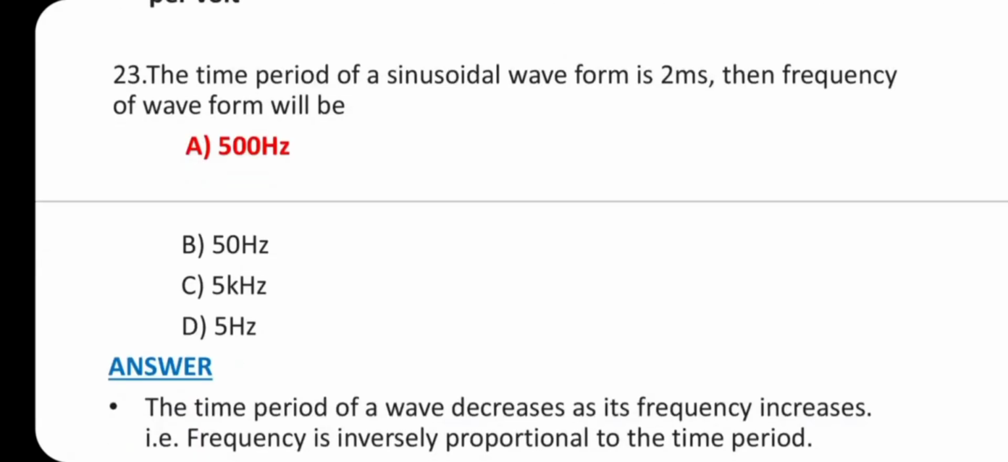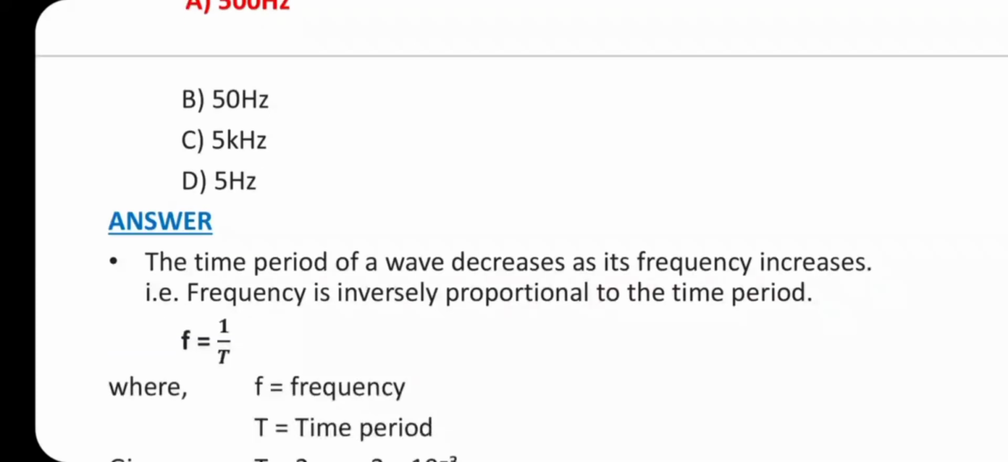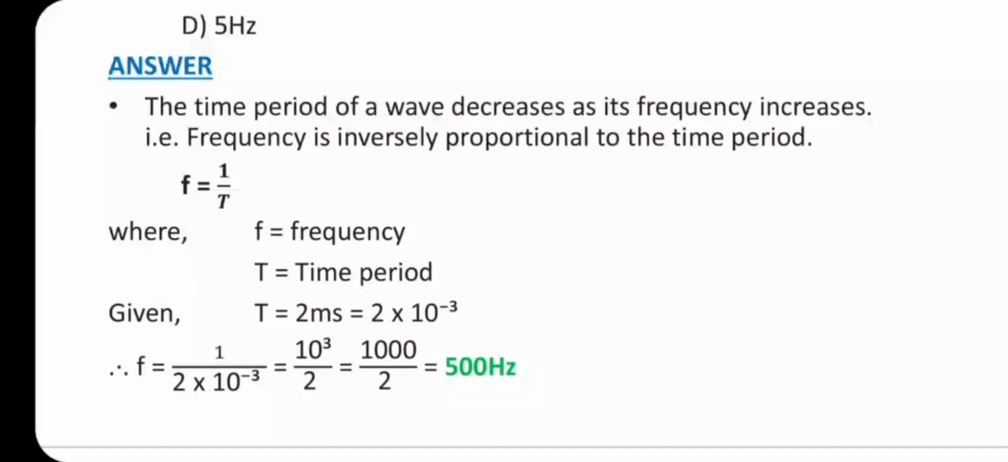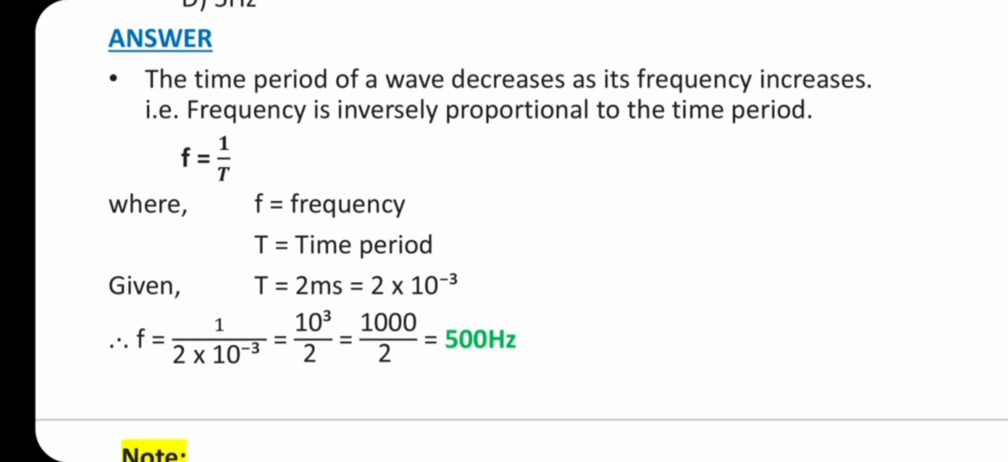Question number 23. The time period of a sinusoidal wave is 2 milliseconds. The frequency of waveform will be, answer is option A, 500 Hz. The time period of a wave decreases as its frequency increases. That is, frequency is inversely proportional to the time period. F equal to 1 by T, where F is the frequency and T is the time period. Here given T equal to 2 milliseconds, that is 2 into 10 raised to minus 3. Substituting this time period in the equation F equal to 1 by T, we get F equal to 500 Hz.